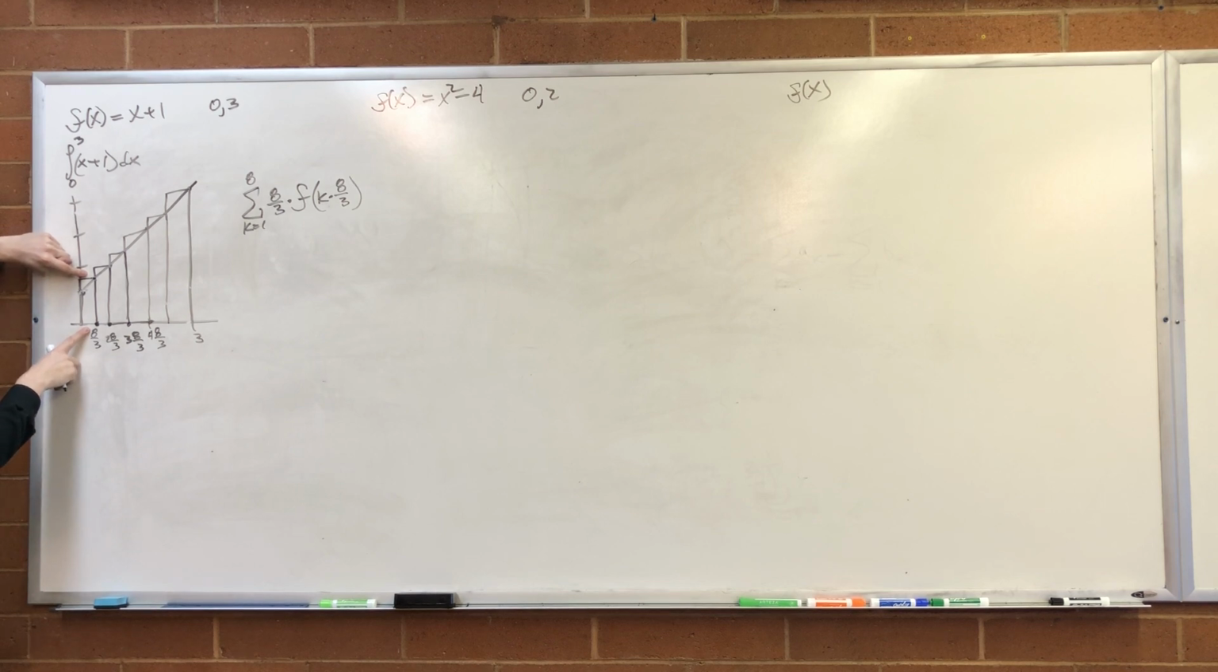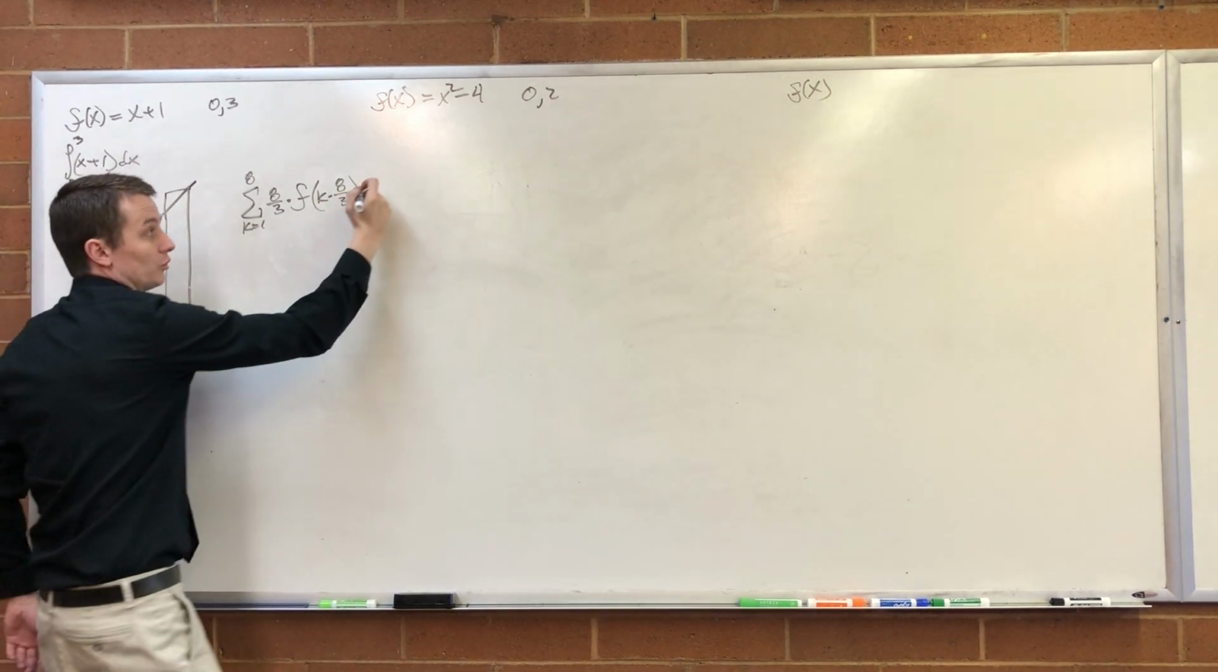8/3 times f of 8/3, right? Yeah. What's the area of this rectangle? 8/3 times f of 8/3. 8/3 times f of 2 times 8/3. Yeah. So notice what this is equal to.